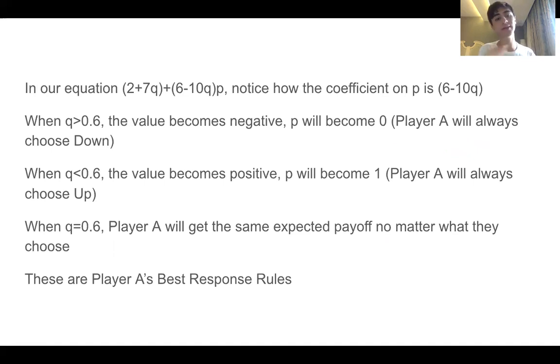So now we have this set of rules. If the chance that player B goes left is greater than 0.6, the probability that player A will go down is 100%. If Q is less than 0.6, so the chance that player B goes left is less than 0.6, then player A is always going to go up. If Q is exactly 0.6, player A is always going to get the exact same expected payoff, so they can basically choose at random. These define player A's best response rules. Technically, we haven't solved it yet, however.